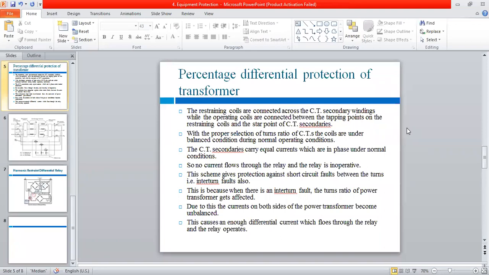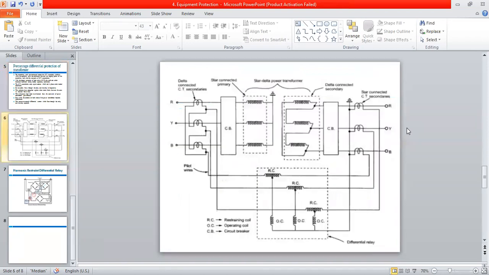Okay, so the next point is the percentage differential protection of the transformer. This is very important. We'll first see that diagram here. So concentrate. This question is 101% asked in the examination. For this, you just remember this diagram. What are we protecting? We are protecting a transformer. Just zoom your mobile screen and see that diagram only.